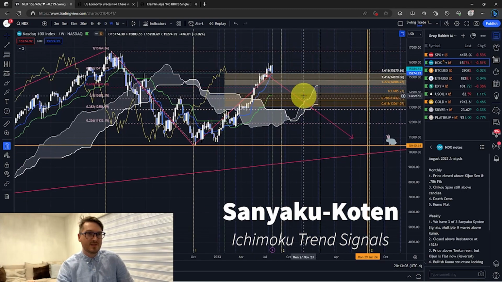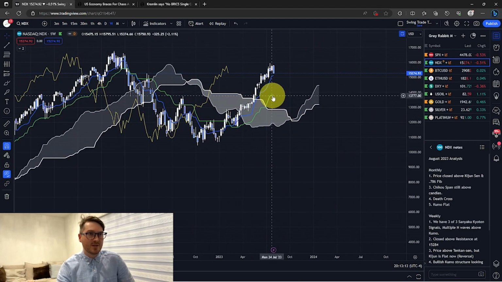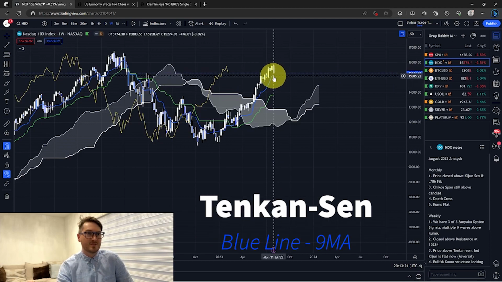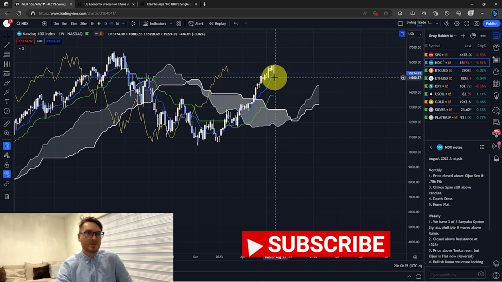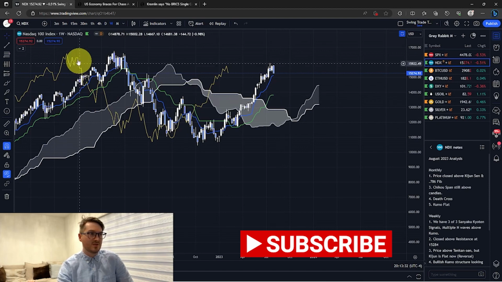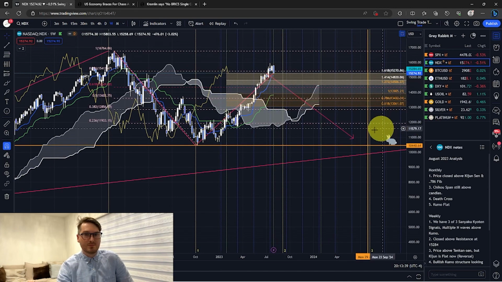But as you can see, if I zoom in here and clean up this chart for you, right here we have the Kijun-sen and the Tenkan-sen both turning flat. So I'm expecting price to reverse back down. And so if the Tenkan-sen can't support this candle and we get a close below the Tenkan-sen, the next support level is going to be down here around this Kijun-sen area. So I'm expecting price to reverse back down there. And so let's keep looking.